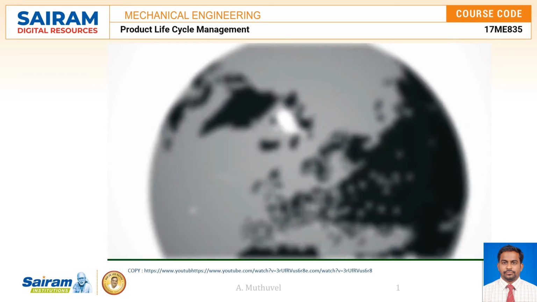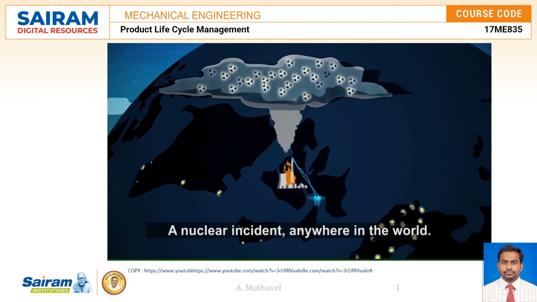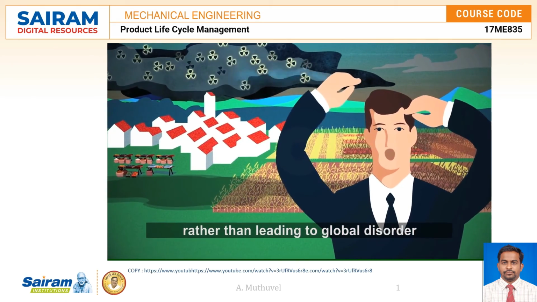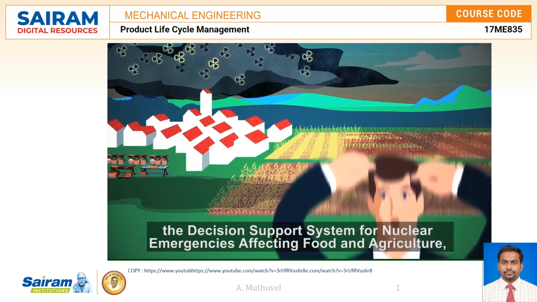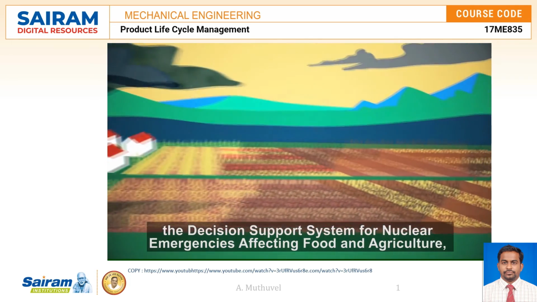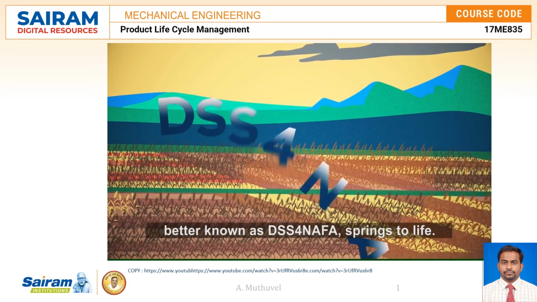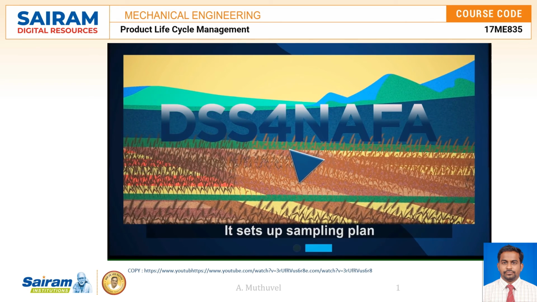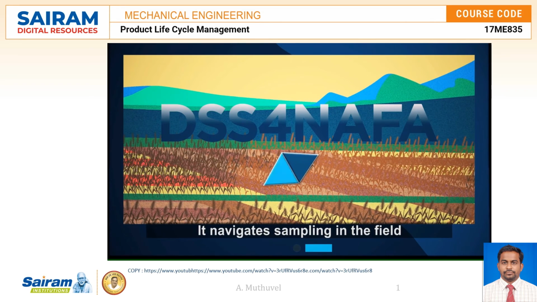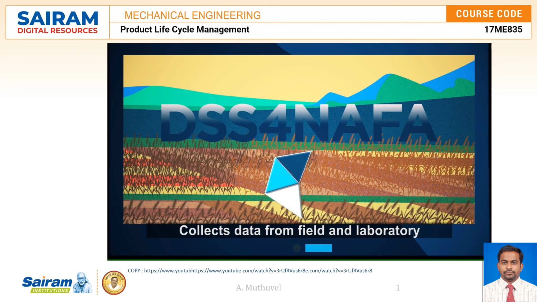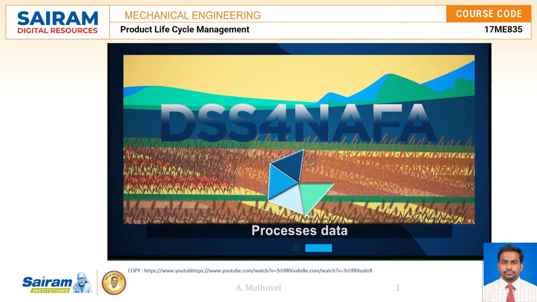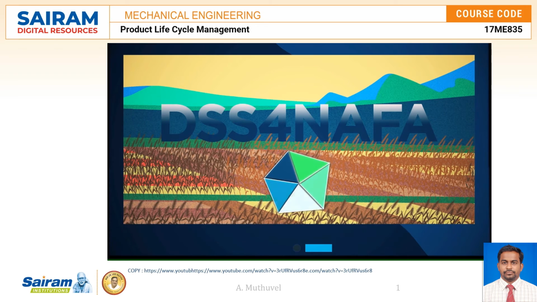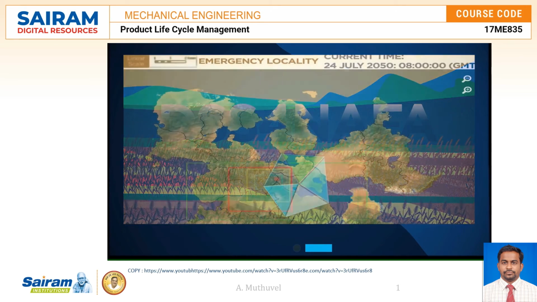Imagine a nuclear incident anywhere in the world. Imagine, rather than leading to global disorder, the decision support system for nuclear emergencies affecting food and agriculture, better known as DSS for NAFA, springs to life. It sets up a sampling plan, it navigates sampling in the field, collects data from field and laboratory, processes data, and visualizes decision support options. And this is how it does it.